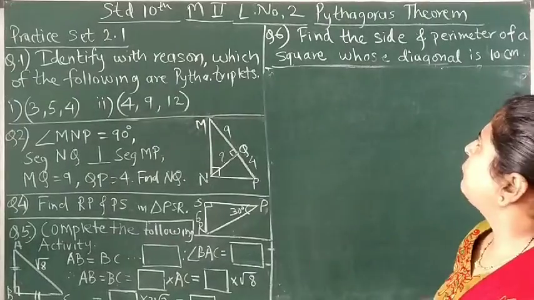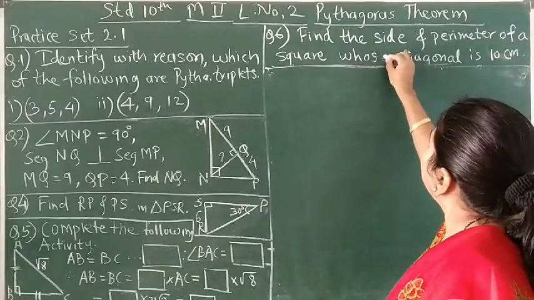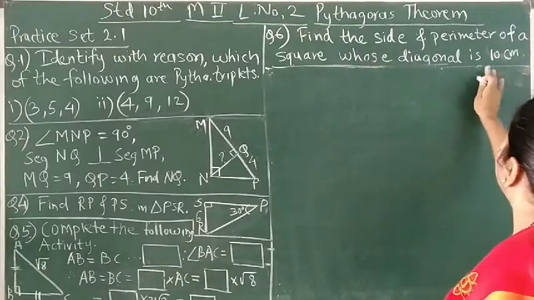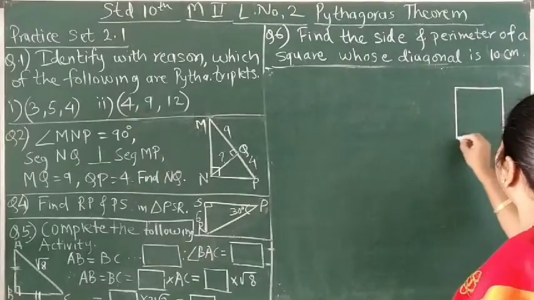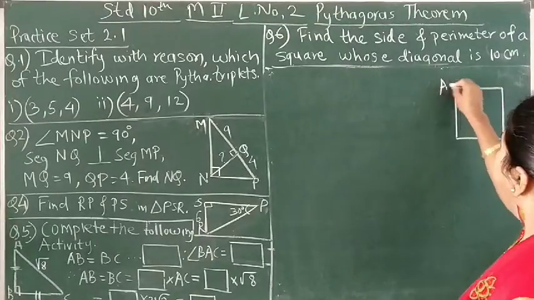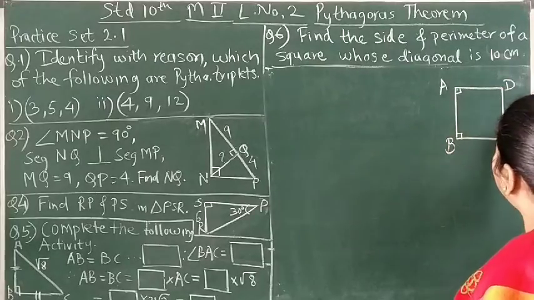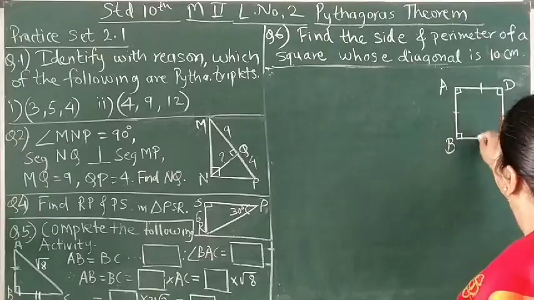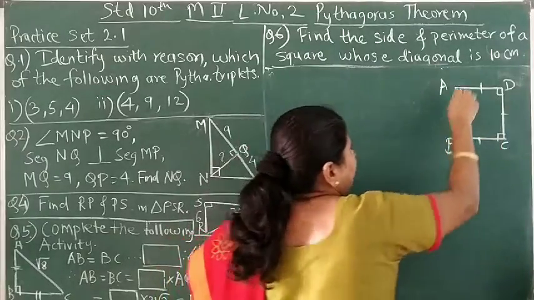Now what is the 6th question? Find the side and perimeter of a square whose diagonal is 10 centimeter. So let's draw the figure of a square. Okay. So let's say A, B, C, D is a square where each angle is a right angle and each side is congruent to each other.